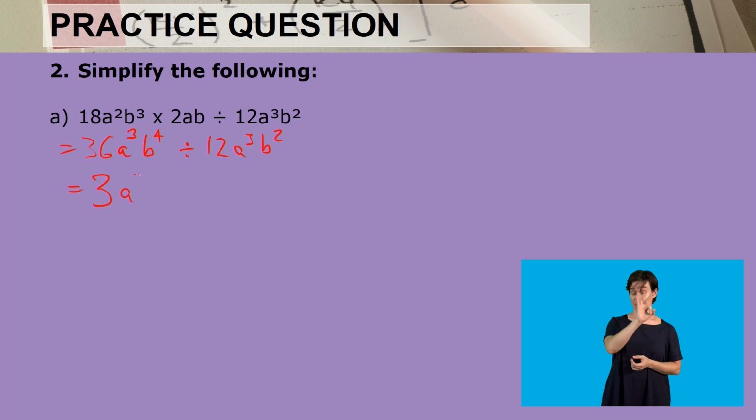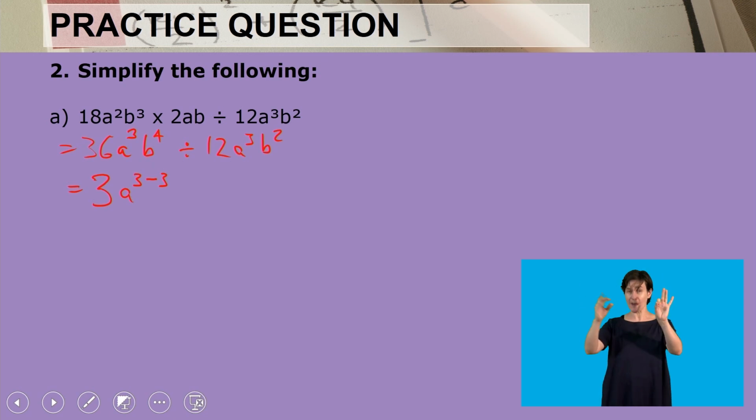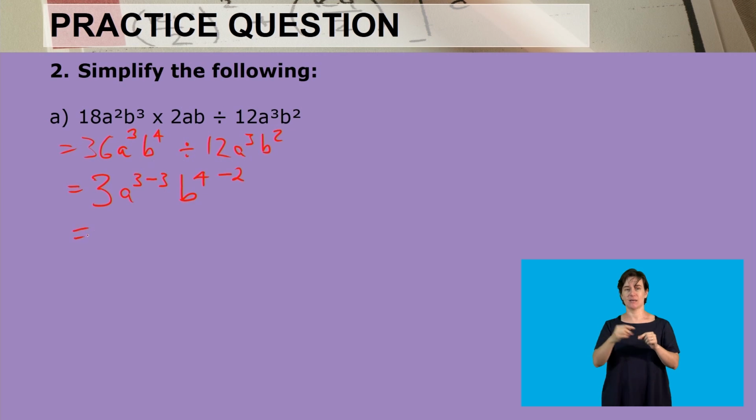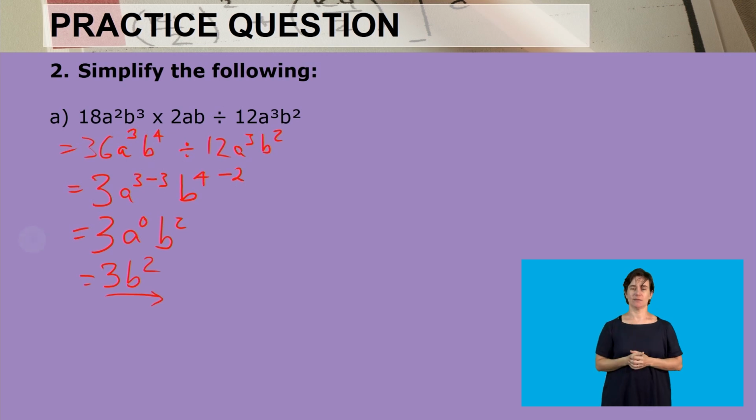36 divided by 12 would be 3. And then for a to the exponent 3, we subtract the next exponent, because the second law of exponents says when we divide powers of the same base, we subtract the exponents. So b to the exponent 4 minus 2 gives us b squared. Sorry, I wrote b twice. A to the exponent 3 minus 3 is 0, and a to the exponent 0 is 1, so we remain with 3b squared. That is our answer for that one.